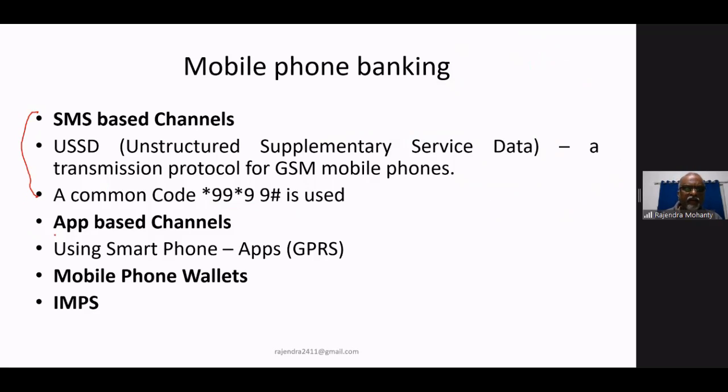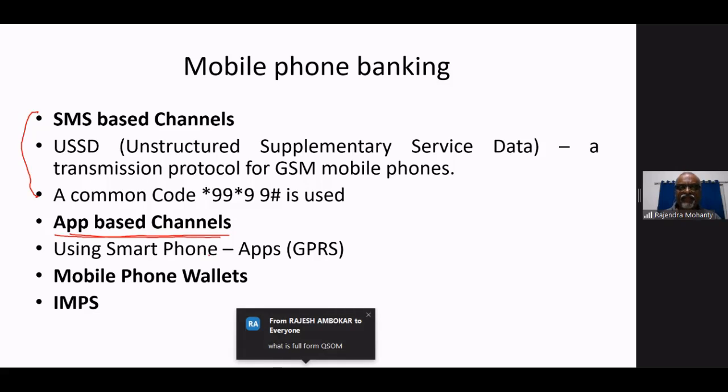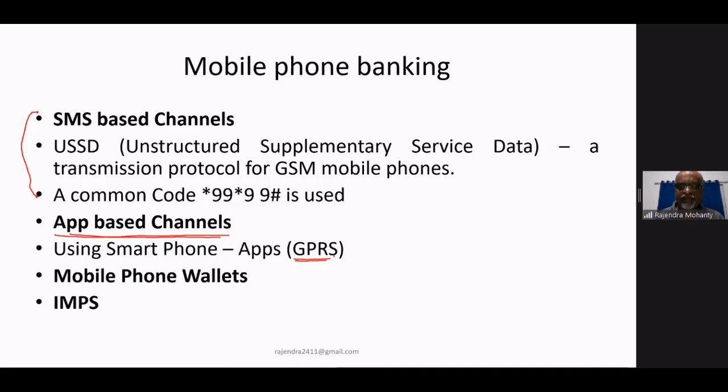Now, normally you find that it is very easy to operate banking transactions through the app-based channel. For this, a smartphone is the main thing which is required, and these smartphones operate under GPRS. That is called General Packet Radio Service. So it is neither GSM nor CDMA, it is GPRS.